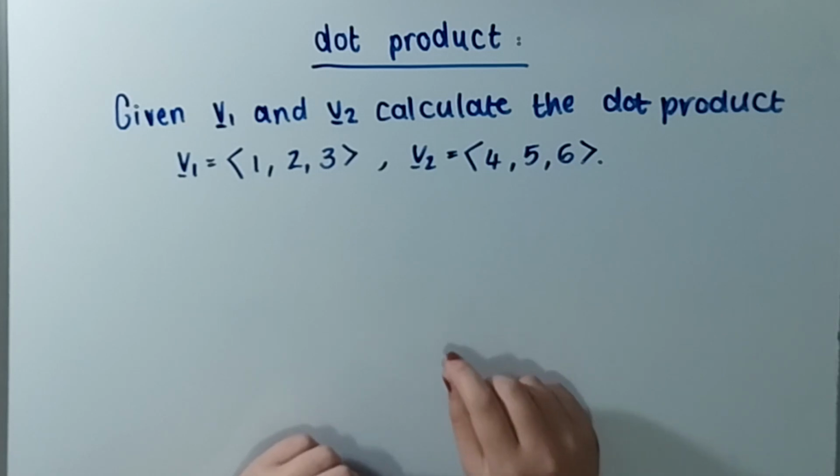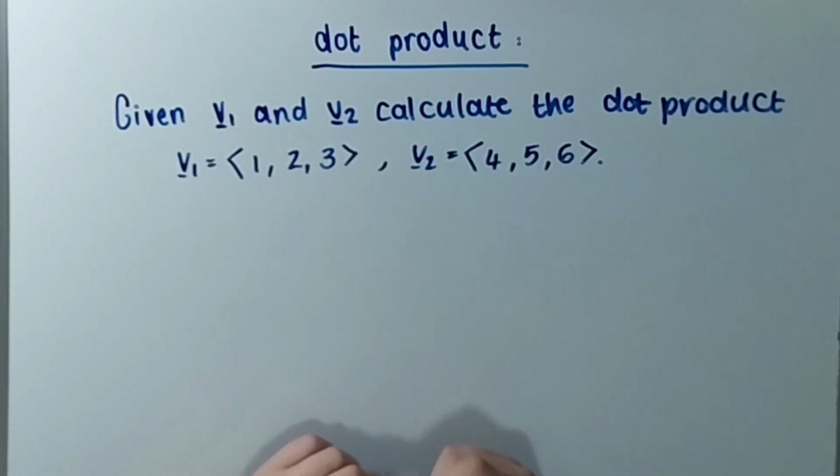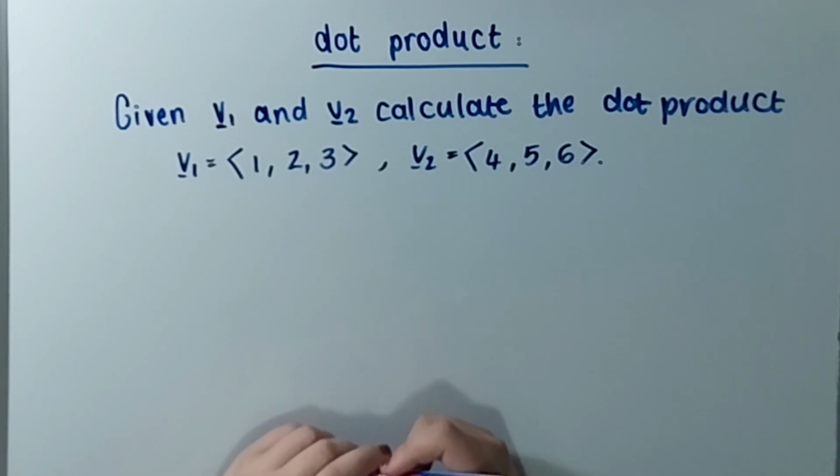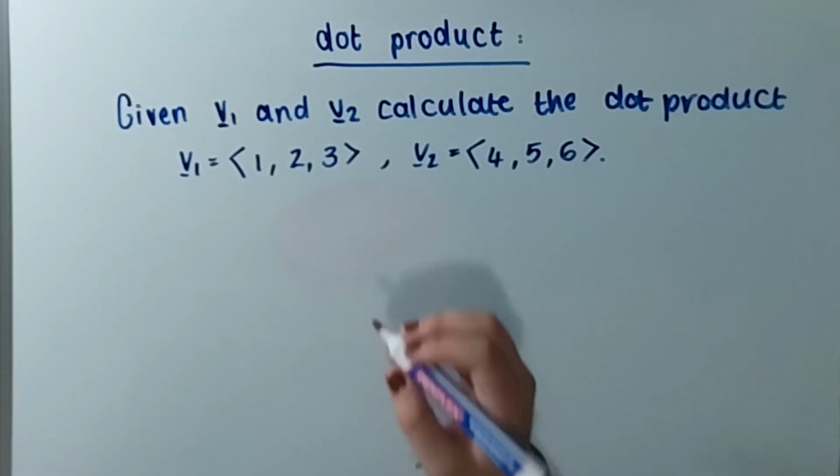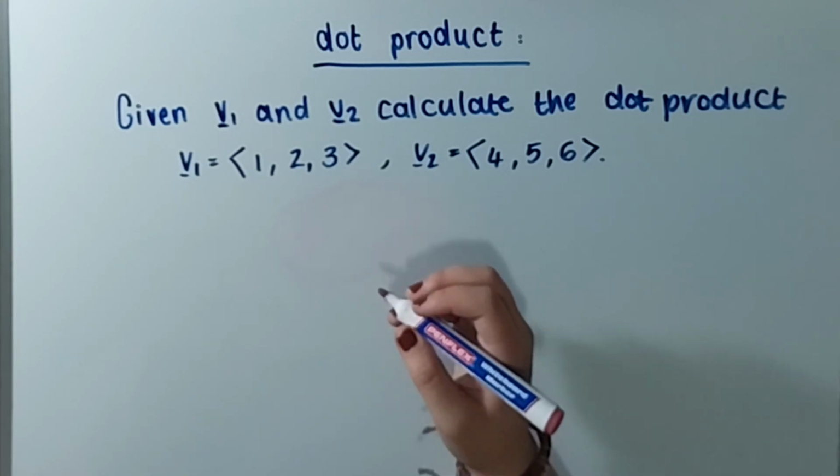A lot of subjects require you to calculate the dot product. In today's video, I'll show you how to do that. Given vectors v1 and v2, calculate the dot product if v1 is given as 1, 2, 3 and v2 is given as 4, 5, 6. The generic formula for calculating the dot product is as follows.